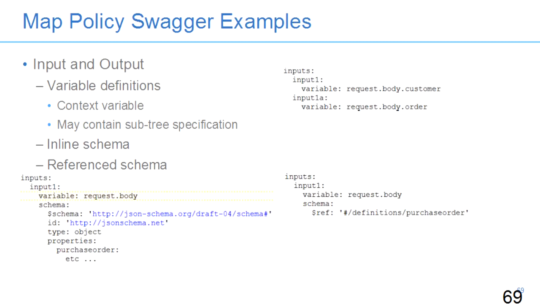As far as schemas are concerned, the schemas can be inlined. So the example in the bottom left shows an inline schema. I just showed the first portions of that, where we have an object where the first property is called purchase order, etc. And then there is an example on the right bottom that shows a schema where there's a dollar reference that points to a definition that's somewhere else in the Swagger. And in that case, the schema would be essentially pulled in from that definition.